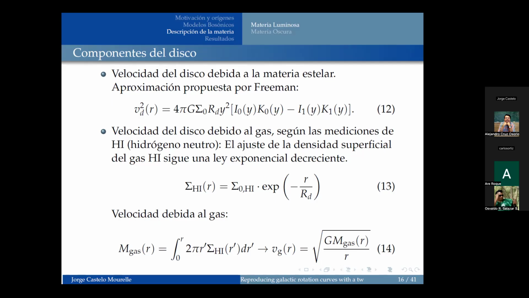Then for the gas, we just take the information of the surface distribution of the HI lines in galaxies, and then obtain the mass distribution, and obtaining the velocity is easy, just the integral of the mass, and then it is the typical Newtonian behavior. That is what we expect.